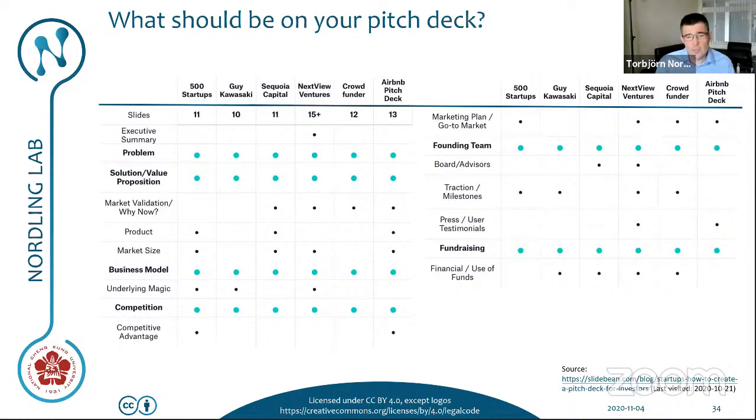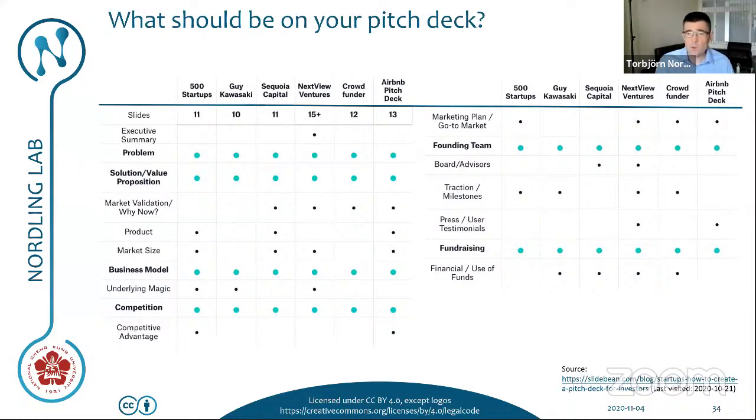So what you can see is that all of these have in common the problem, the solution or value proposition, the business model, the competition, the founding team, and the fundraising information. And then some of them also want to see additional information. Now, with this, I want to stress that you have to modify your pitch deck depending on whom you send it to. And you should follow what the investors would like to see.